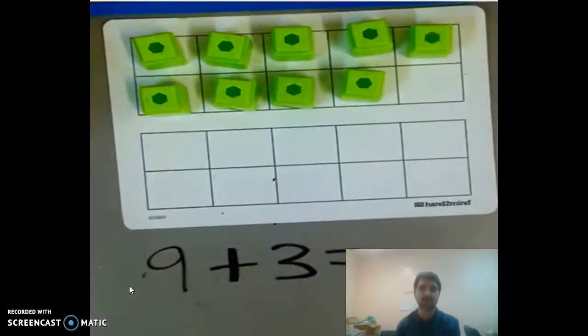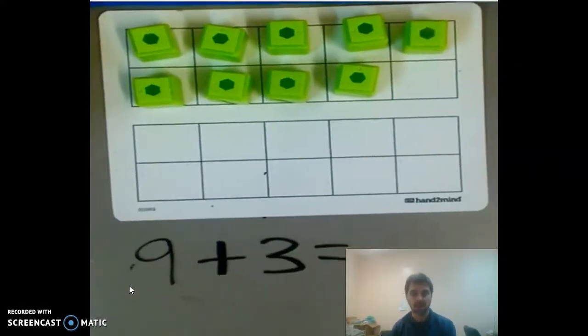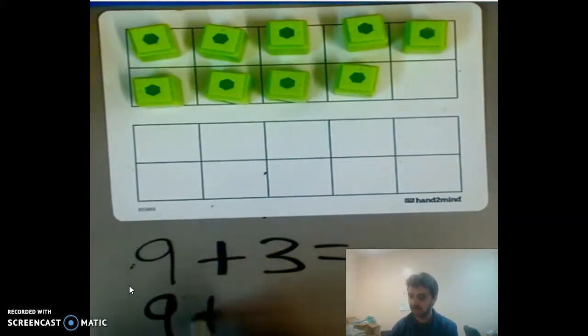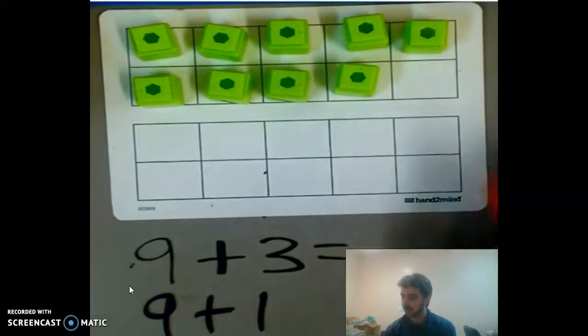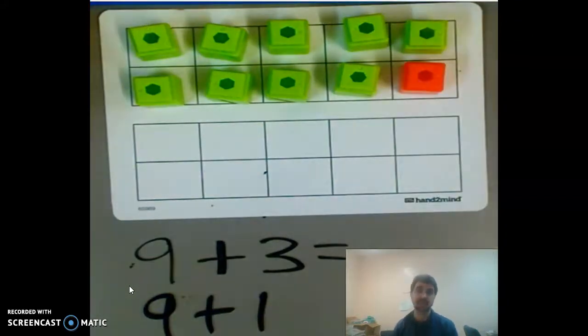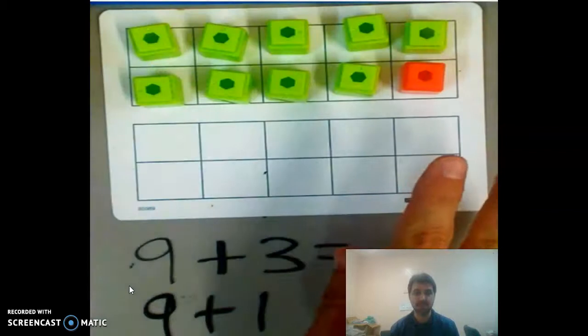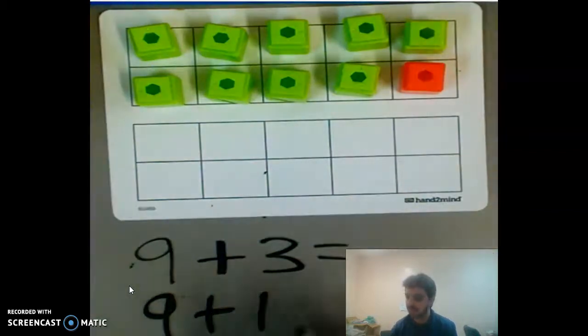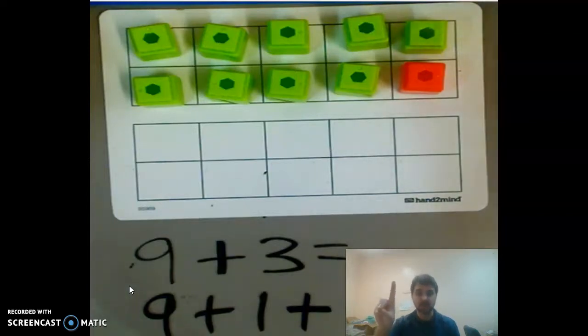Okay, so if I'm adding 3 more, what I could do is I could say 9 plus 1 more gets me to 10. And we want to get to 10 because then everything gets easier, because now it's easier to add. Okay, so if I know that 9 plus 1 is 10, I still need to add how many more? If I've only added 1, I need to add 3. I've only added 1, so I need to add 2 more.